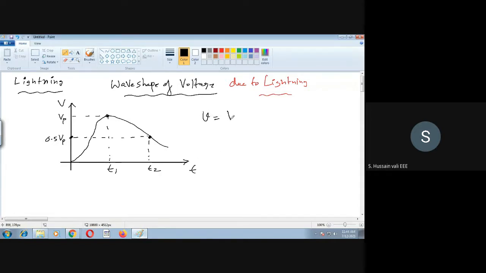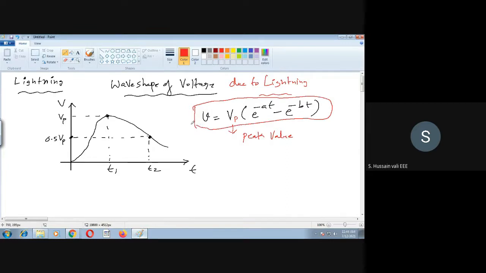The voltage V is equal to V into e power minus At minus e power minus Bt, where V is the peak value or Vp. So this is the shape of the voltage during lightning. This is the equation. I hope the derivation of the equation is not necessary right now. So this equation, when you draw the graph, will be like this.